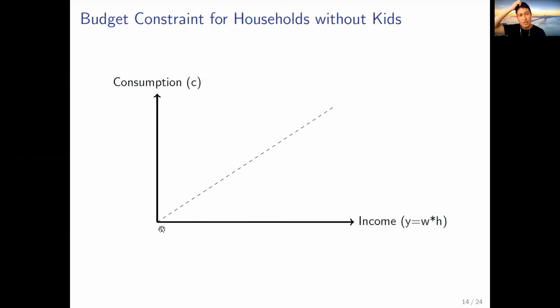And the reason this is the budget constraint is because if you think about a household that earns a particular income, say this income here, this household is going to be able to consume no more than this income, right? Because that's the only source of money that they have. So that's why the budget constraint without a transfer program is just going to be a 45-degree line, so that households can only consume what's below this line.